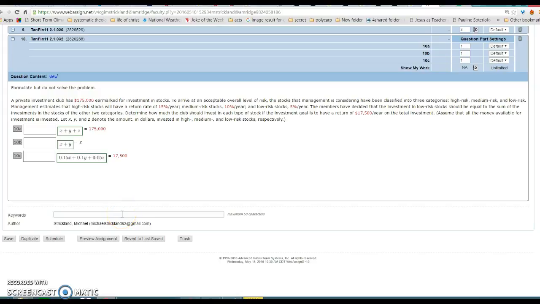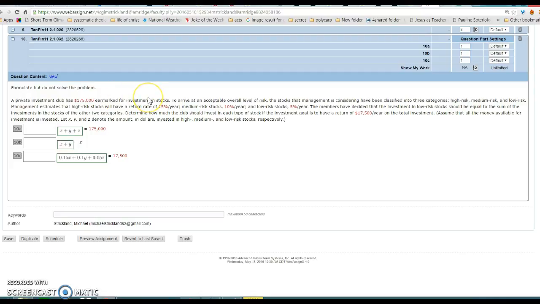Okay, so we're going to give the week 3 assignment and quiz, problem number 10, another go. Notice the most important piece of information: formulate but do not solve the problem. So they're going to ask you to set up 3 different equations here, and all you've got to do is set them up. You don't have to solve them.